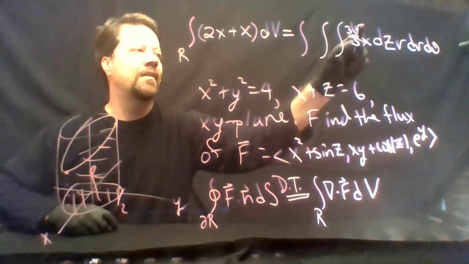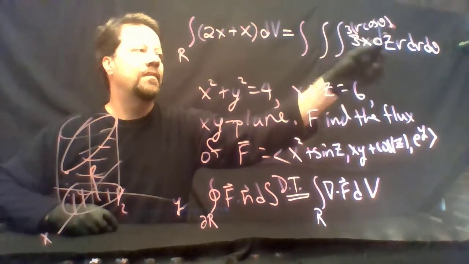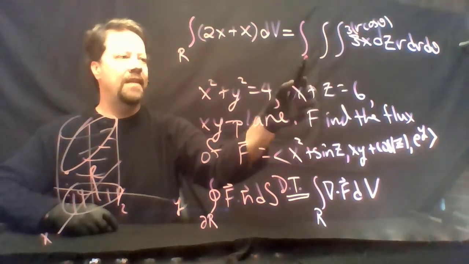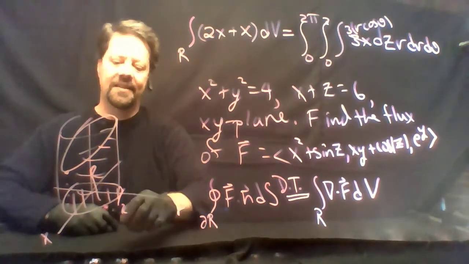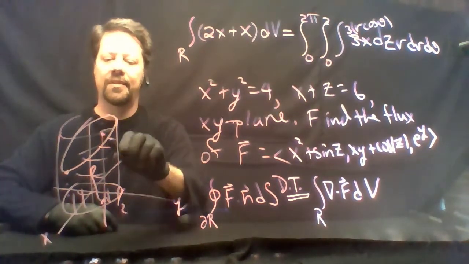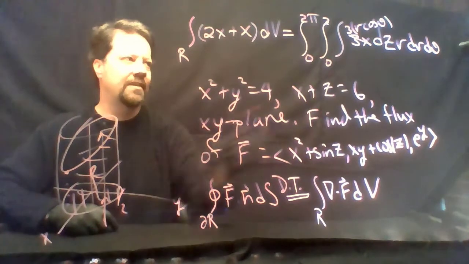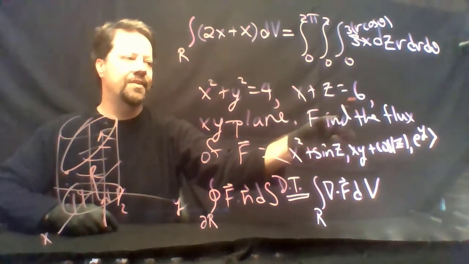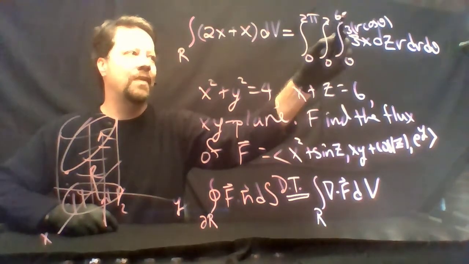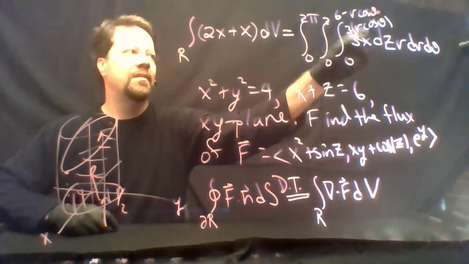X will be r cosine theta. Theta will go from 0 to 2 pi, r from 0 to 2, and the z's will go from the bottom surface to the top surface. The bottom surface is z equals 0. The top surface is z equals 6 minus x, where x is r cosine theta.